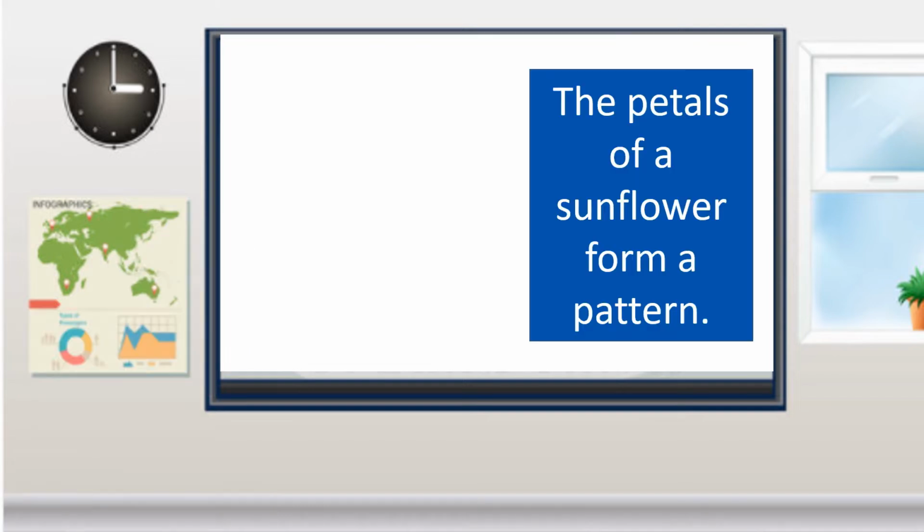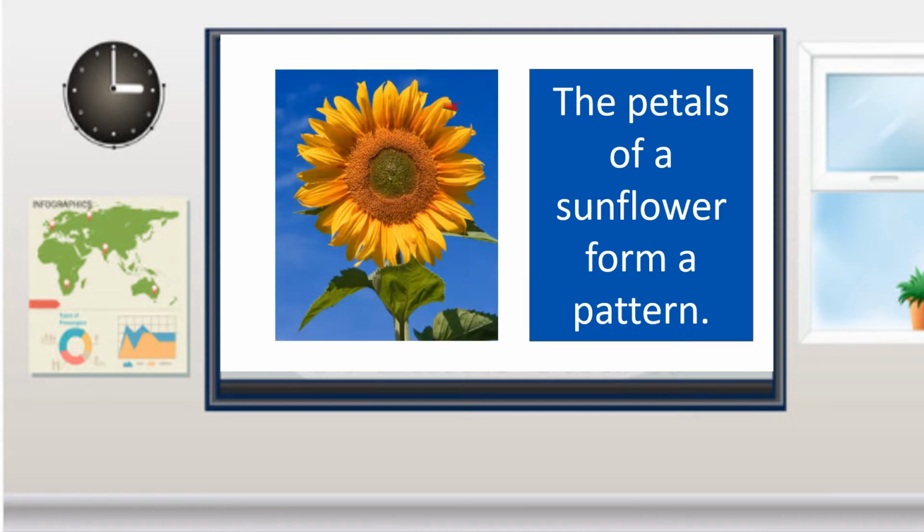Every day, we can see many patterns. Patterns are repetitive sequences and can be found in nature, shapes, events, sets of numbers, and almost everywhere you care to look. The following illustrations are samples of patterns. The petals of a sunflower form a pattern.